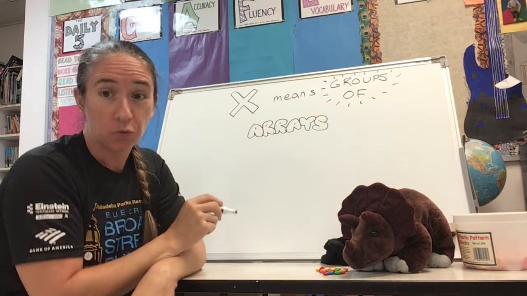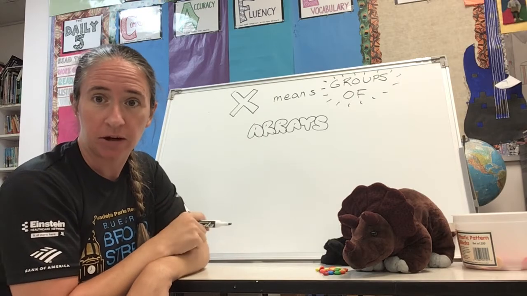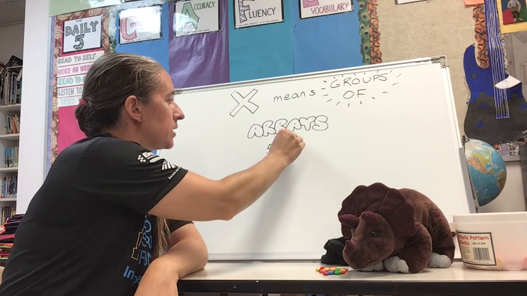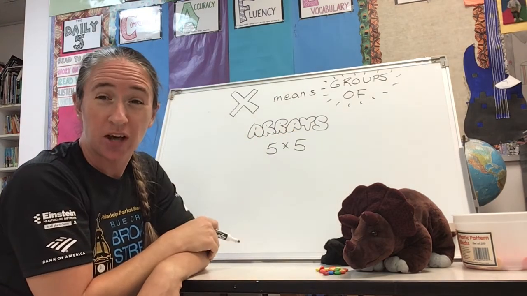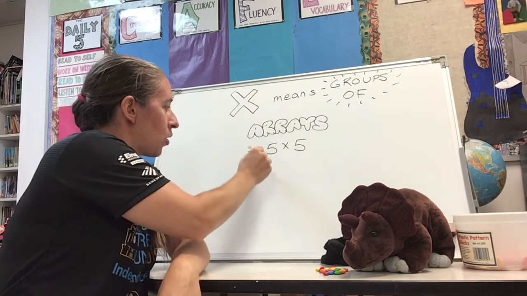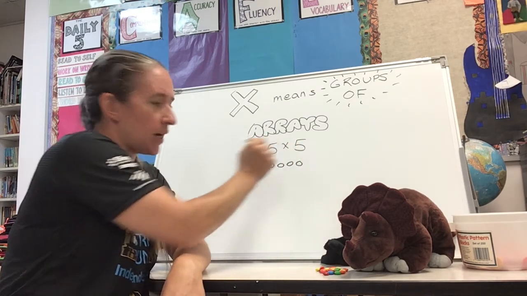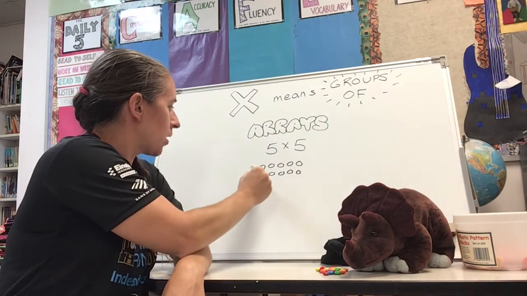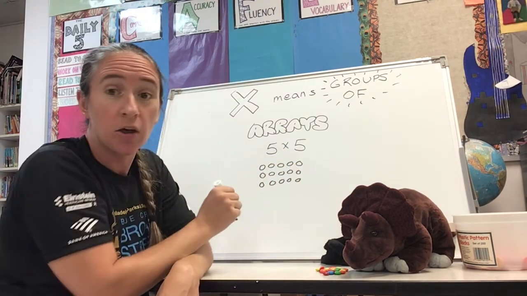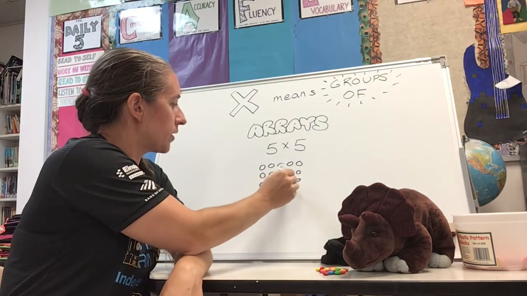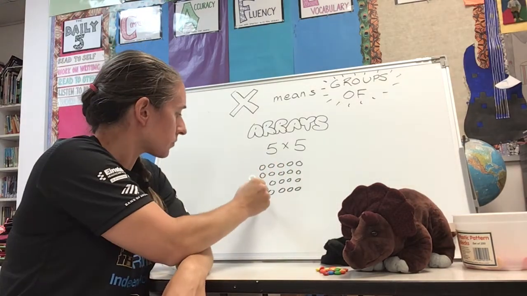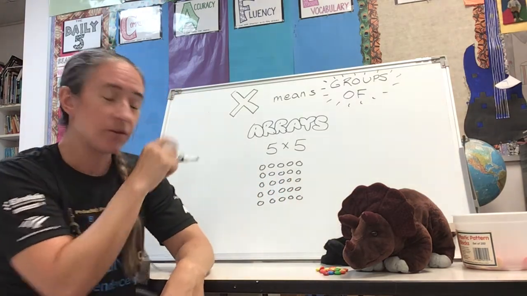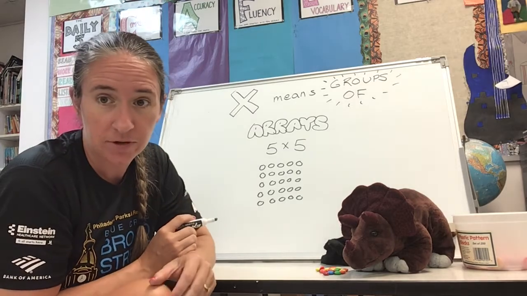Okay, so we're going to do one more where I'm going to draw the array and use it to figure out the answer. We're going to do 5 times 5. So that means I'm going to do 5 rows of 5. 1, 2, 3, 4, 5. 1 row. 2 rows. 3 rows. 4 rows. 5 rows. Now I'm going to count each row to figure out what 5 times 5 equals.